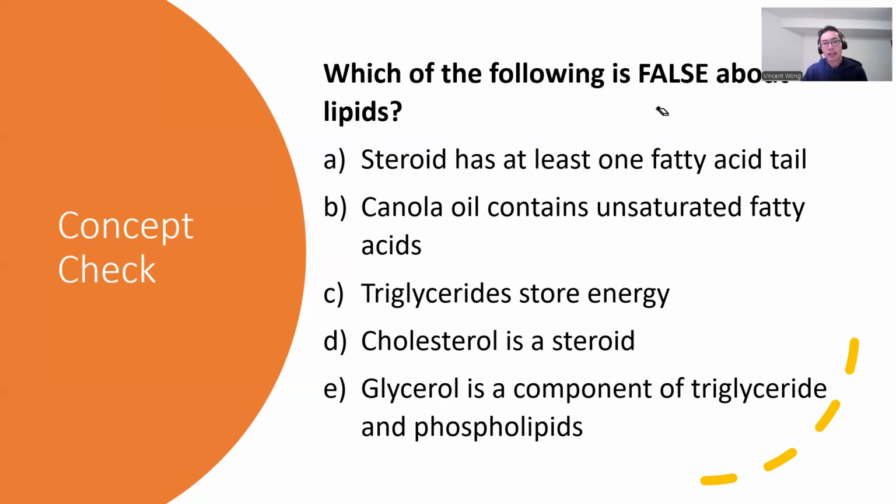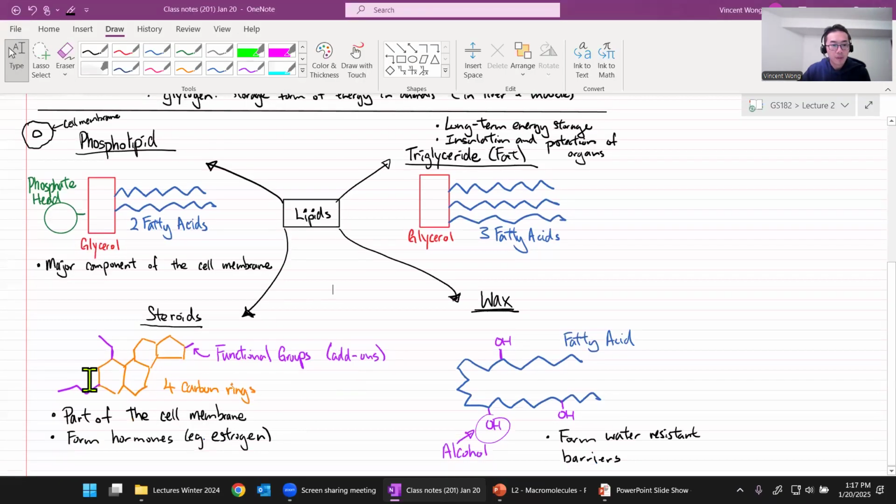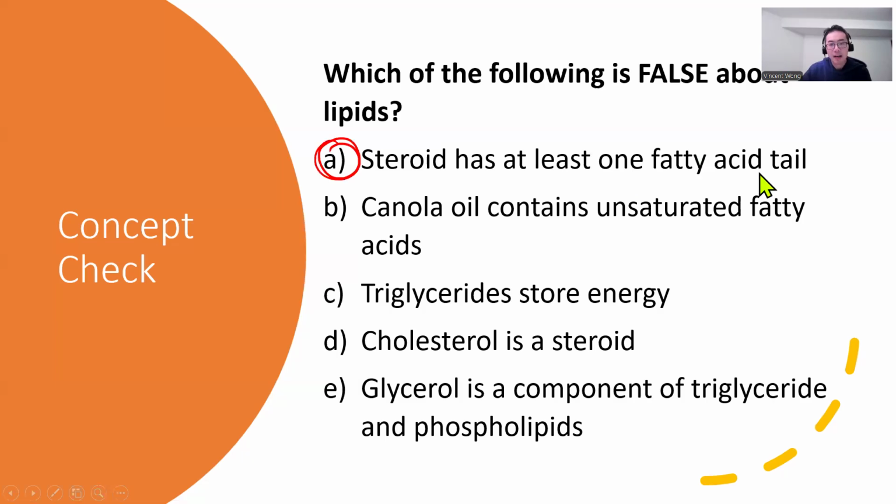Which of the following is false about lipids? So let's see. Steroid has at least one fatty acid tail. That's not necessarily true. If you look at the notes we wrote, steroid has the four rings, and that's about it. The other stuff that you attach to it might not even be fatty acids. It could be just alcohols or other functional groups that you haven't learned yet, but it doesn't necessarily have to have fatty acid tails.